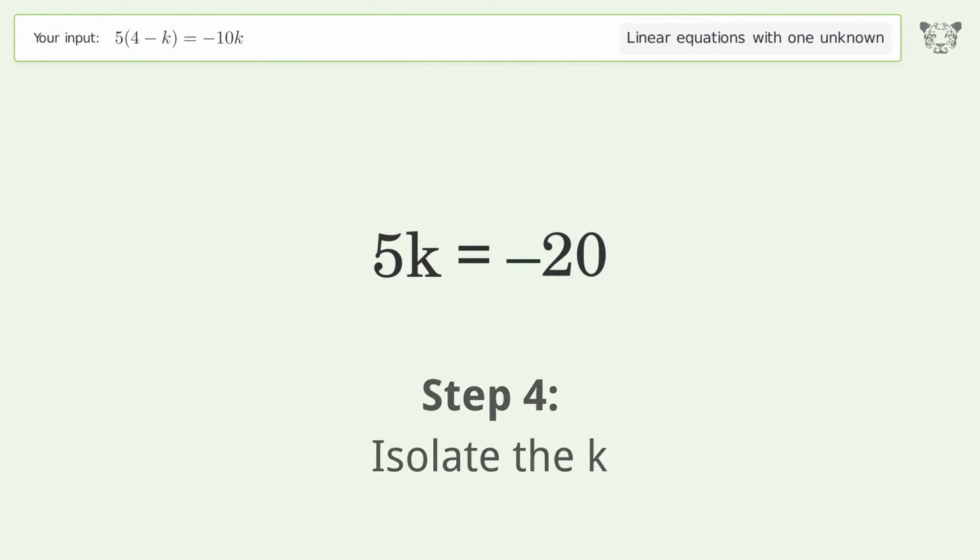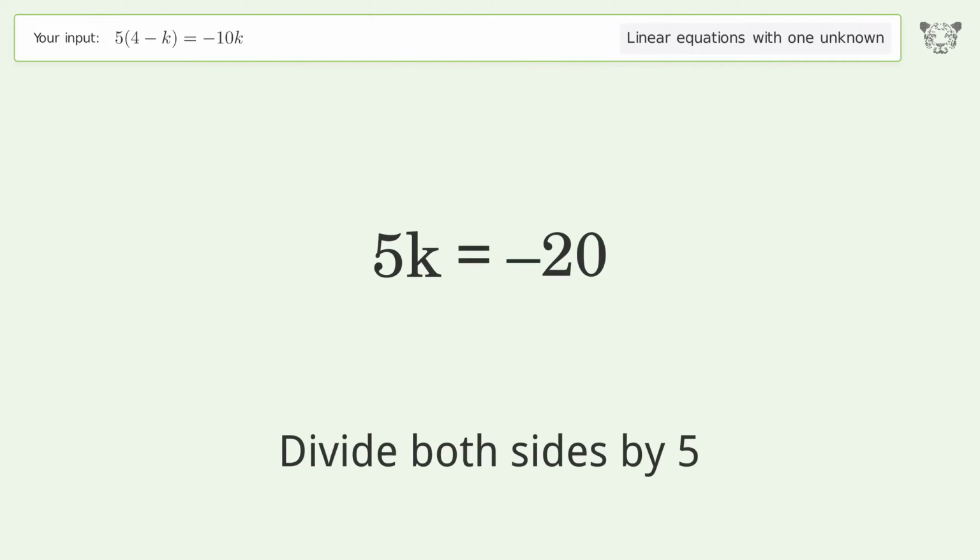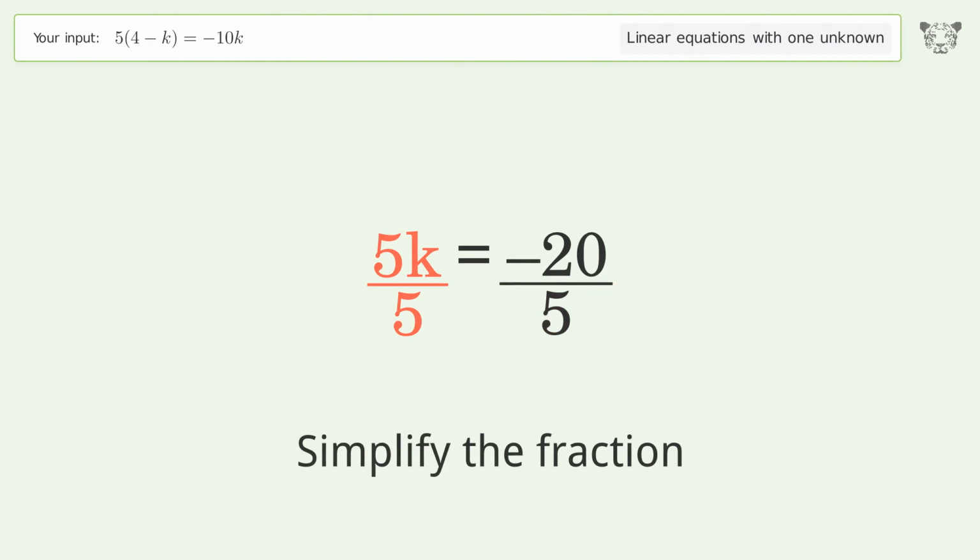Isolate the k. Divide both sides by 5. Simplify the fraction.